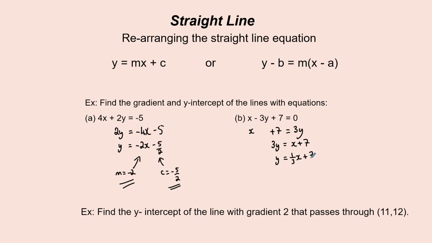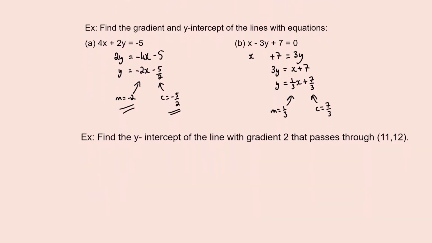plus 7 over 3. And again, once we've got y equals mx plus c, we can just read off our gradient. So m equals 1/3, and our y-intercept c equals 7 over 3. Remember, the gradient is always the number before the x term, or the coefficient of the x term. Let's have a look at one more final example.